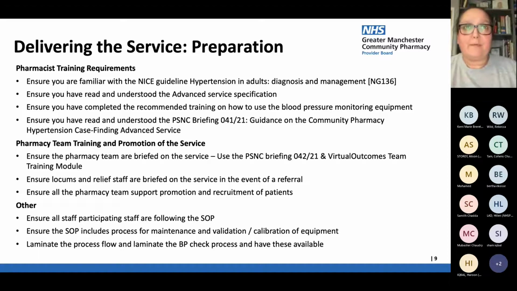As always, it's important that your pharmacy team are there to help you and support with delivery, so please make sure they are briefed on the service, again using the briefing that we've linked at the end. That includes your locums and your relief staff, and ensuring that they know what to do if you're not there. It may be that patients are dropping in or GPs referred them, and they may not be trained to do it. So we need to ensure that patients are booked in with the pharmacist when they get back.